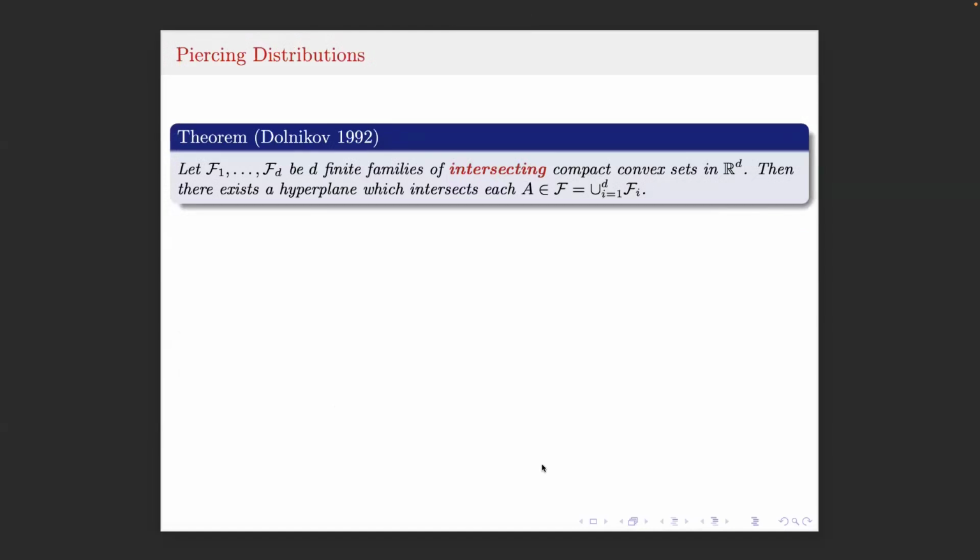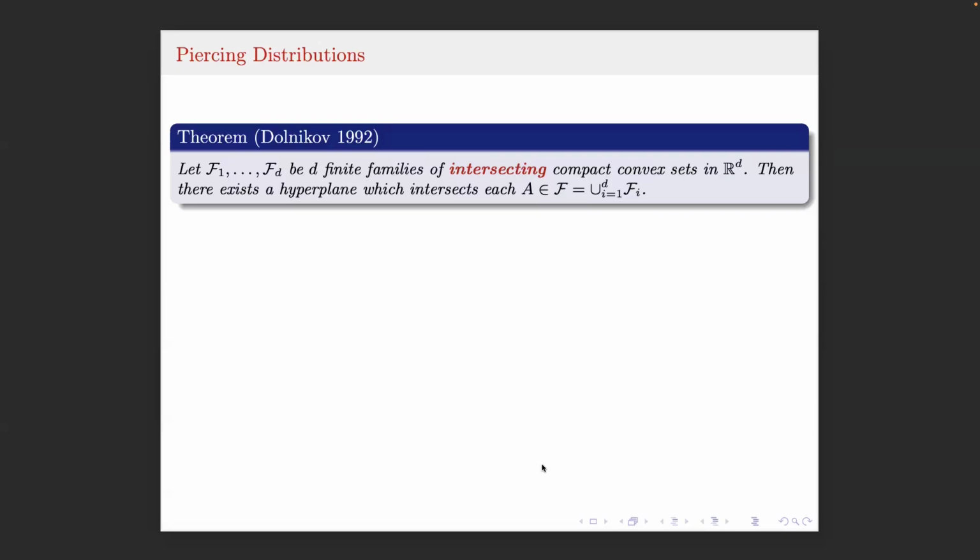Okay, so now I want to talk about a type of generalization of this equidistribution theorem. I'm going to call it piercing distribution. And this is based on a generalization of the ham sandwich theorem that goes back to Dolnikov in 1992. So the statement is this.